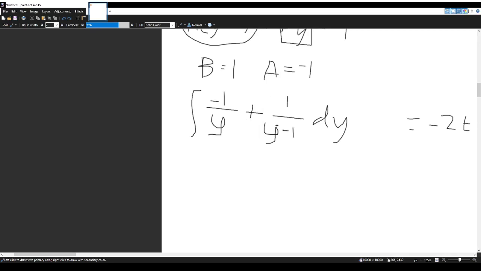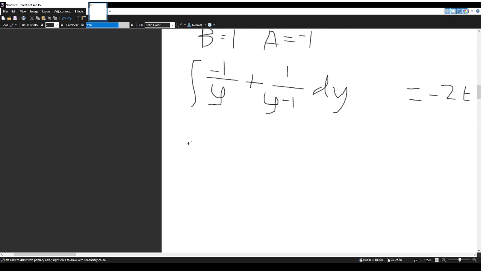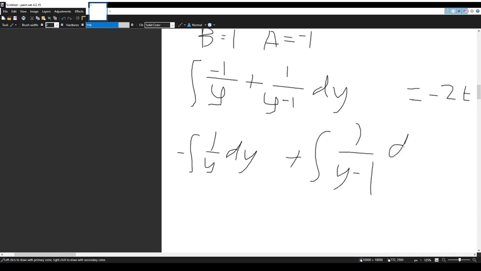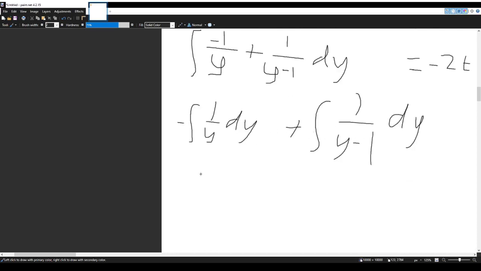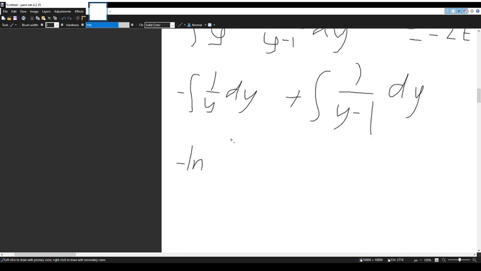And that's a property of integrals. So we can change this to negative integral of 1 over y dy, plus the integral of 1 over y minus 1 dy. And so these should be pretty easy to do at this point. That's negative natural log of y, because the derivative of natural log is 1 over y, and then plus the natural log of y minus 1. And then, like I said, we're going to add the plus c, and then equals negative 2t.